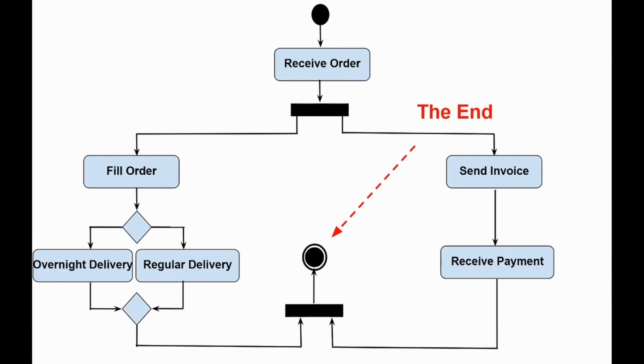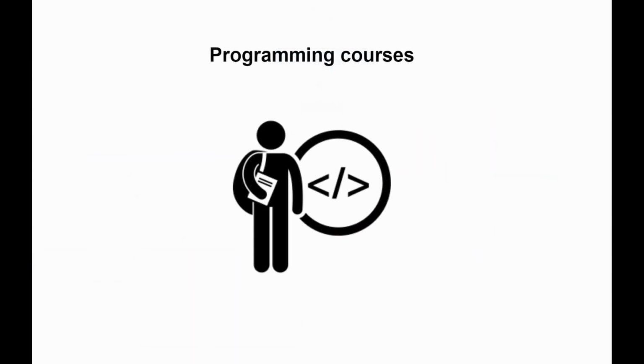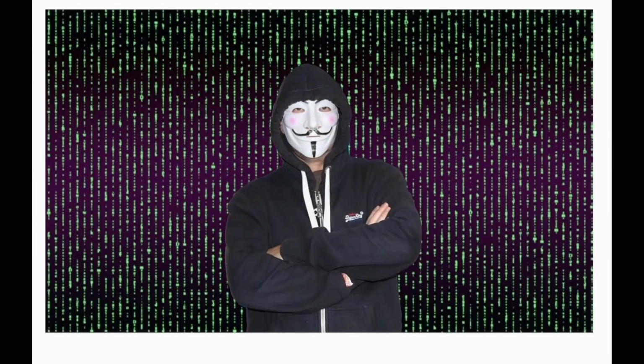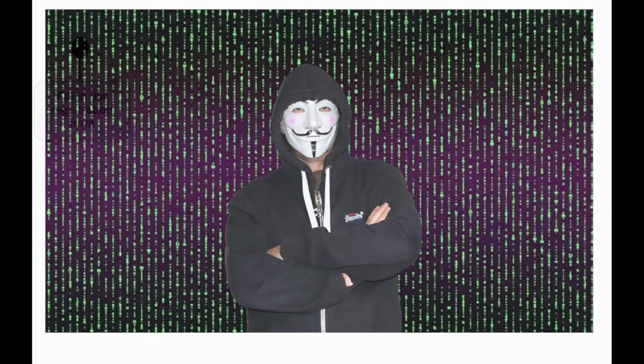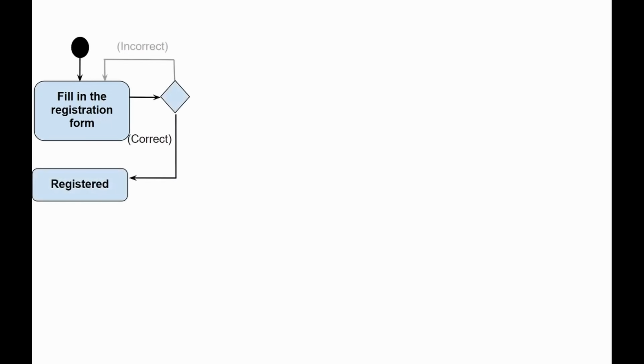Another example is the process for student enrollment in programming courses. A student decides that he or she wants to become a super coding guru, goes online, discovers some online courses, and commits to enroll. Then fills in the registration form on the company's website. If the form is filled in correctly, then the student is registered. If not, the student is notified to correct the errors and try again.